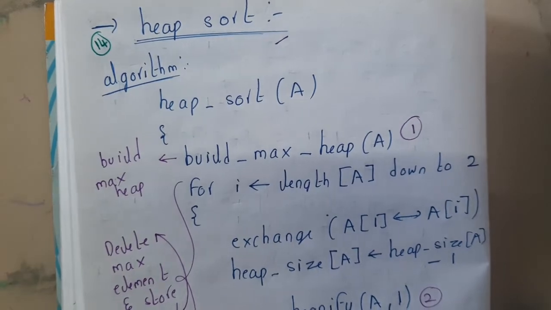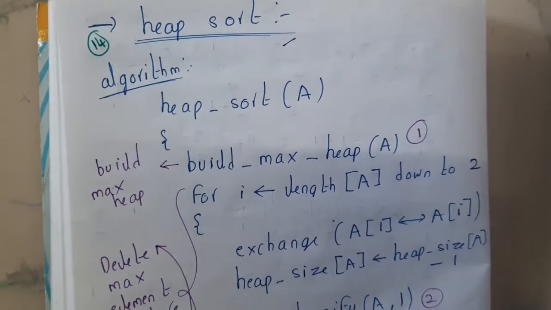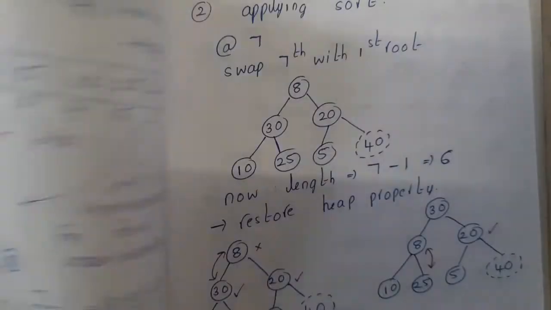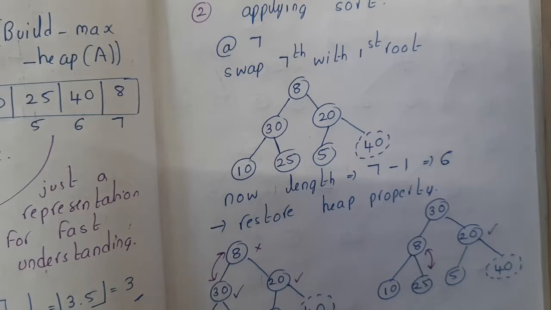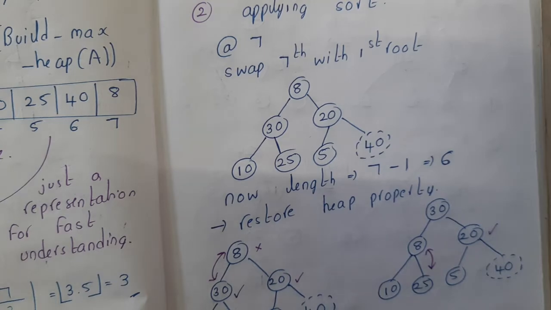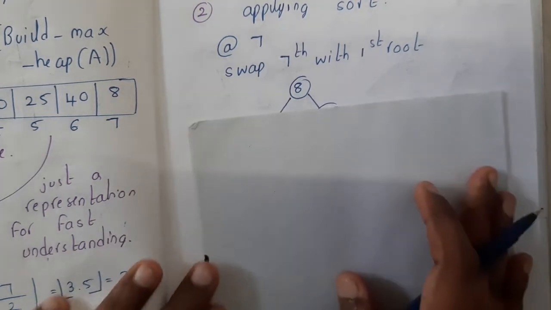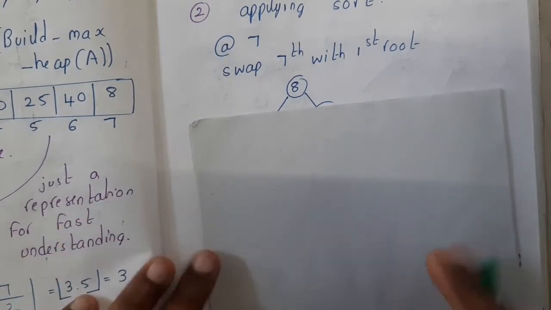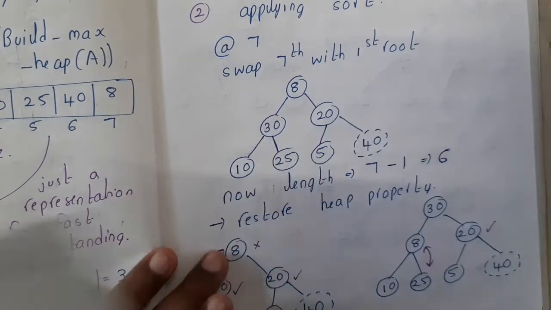Before directly going into the algorithm, let us first learn how it is done exactly. Then we will move on to the algorithm, because once you understand the logic, it is a piece of cake for you. That is the reason why we first try to understand the logic. So let me take a piece of paper. Let us start.